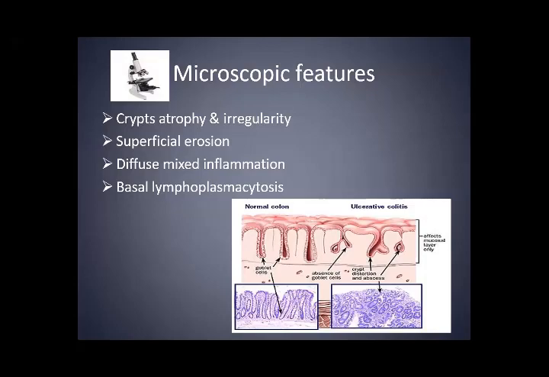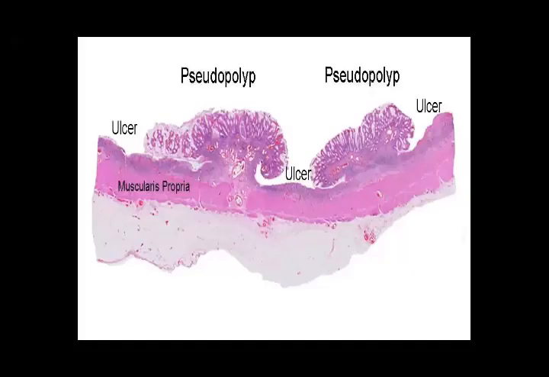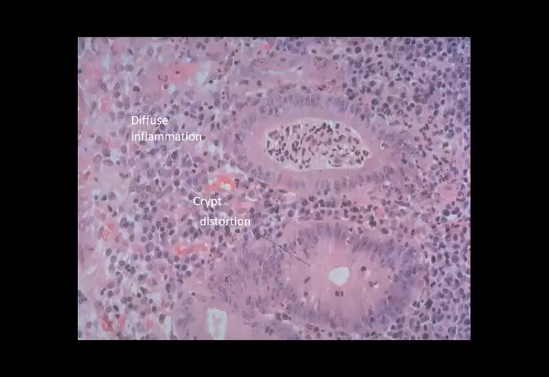And this is the picture of pseudopolyp formation with ulcers. This is another picture of ulcerative colitis, and you can see the ulcers are up to the muscularis mucosa. They are not transmural as compared to Crohn's disease. This is a diffuse inflammation with crypt abscesses and crypt distortion, the histopathological picture.